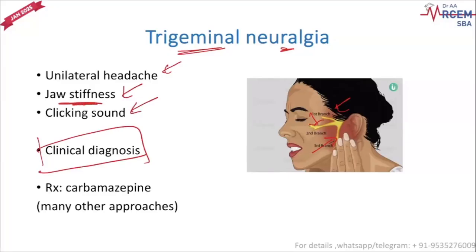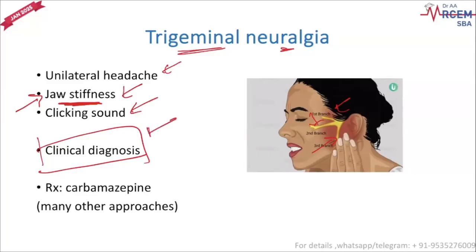So remember that jaw stiffness here. In temporal arteritis, I spoke about jaw claudication. Here I'm talking about jaw stiffness. There is a difference. In both, I'm talking about the jaw. Do not get confused. Whenever the jaw comes, it is not only in temporal arteritis. It can be seen in trigeminal neuralgia also.